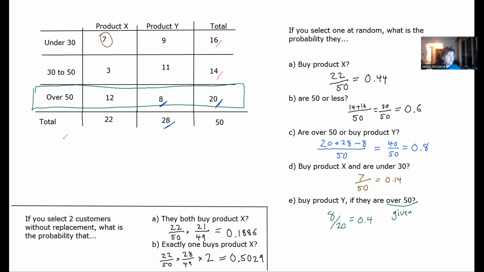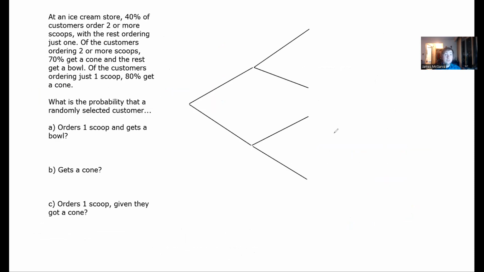All right, so that's our contingency table question. We're going to move right along to our probability trees question.